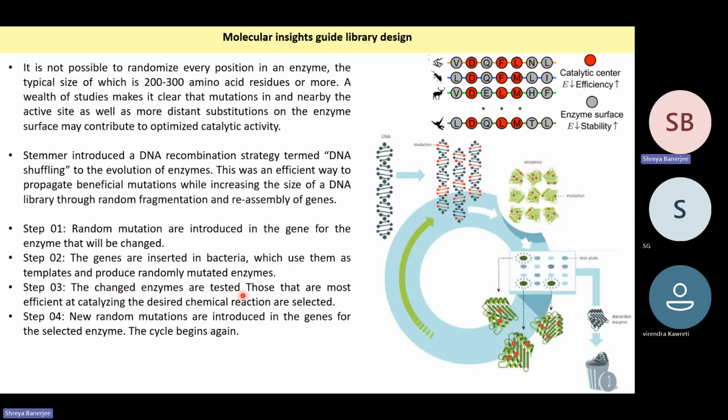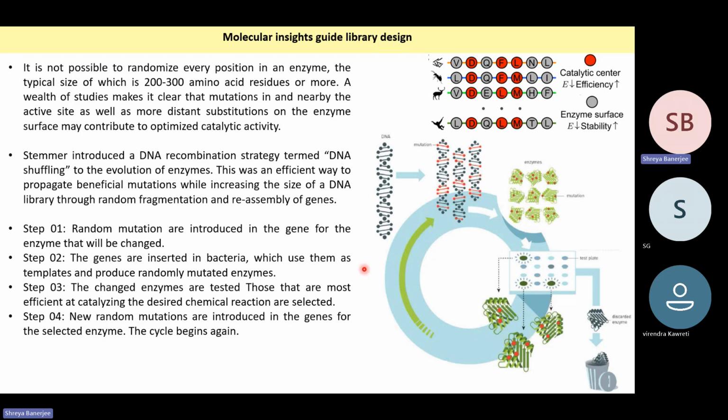The changed enzymes are tested. Those that are most efficient at catalyzing the desired chemical reaction are selected. So these enzymes are all tested for biological activity. Those which are very efficient are isolated, and the ones which are not working or are less efficient are discarded. Then in the gene of the selected enzyme, the mutation process begins again.